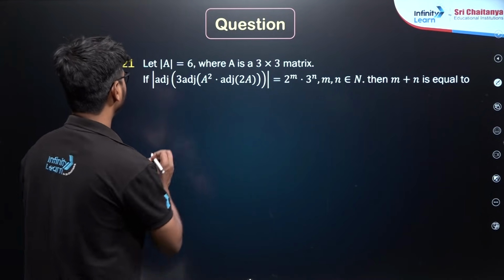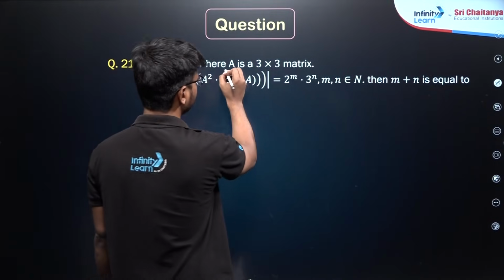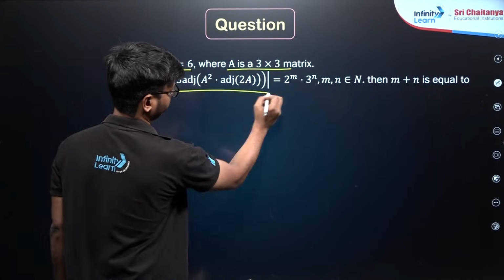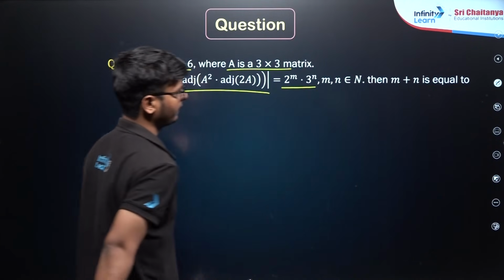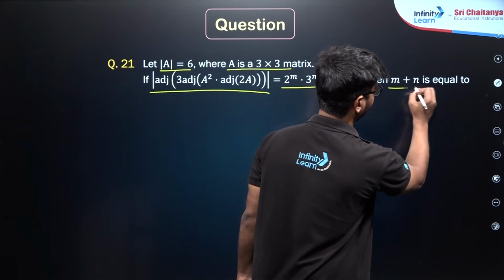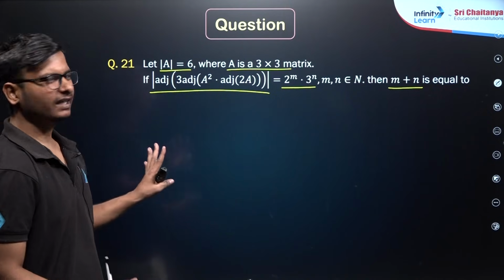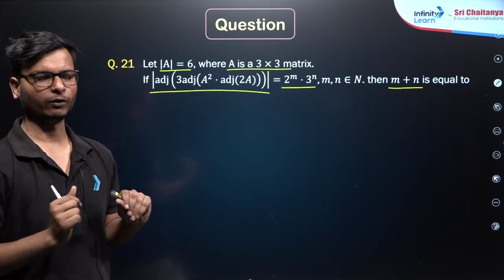Okay, so read the question. We have determinant of A equal to 6, where A is a 3 cross 3 matrix, and we have to find the determinant of this, and it is given in the form of 2 to the power m into 3 to the power n, where m and n belong to natural numbers, and we have to find the value of m and n, correct? So here basically we are going to use a few properties. First of all I am going to write those properties that we are going to use.